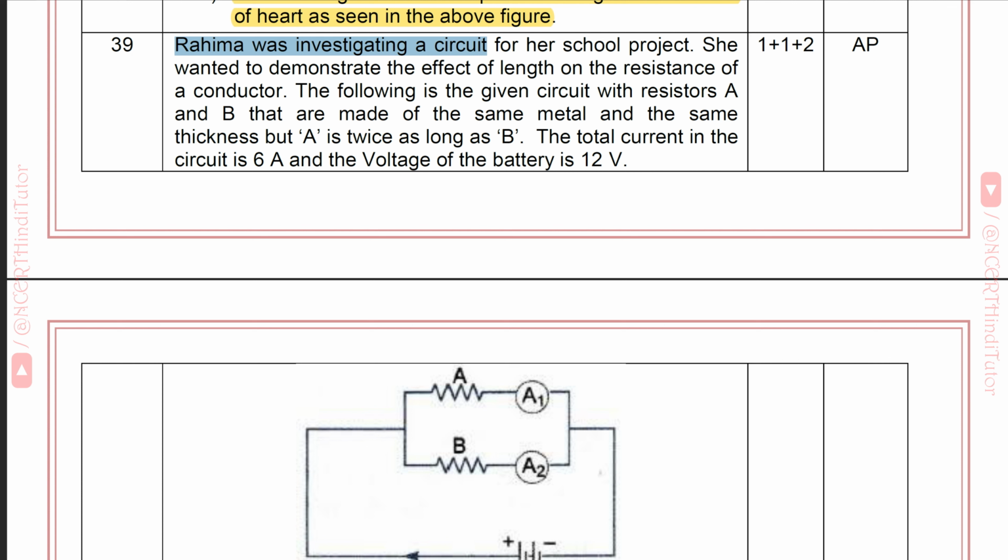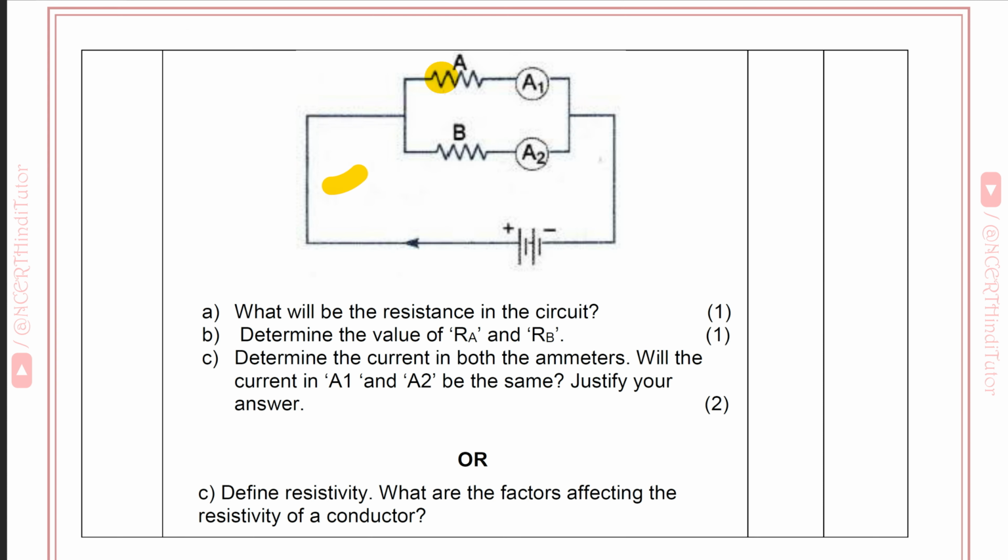Question 39. Rahima was investigating a circuit for her school project. She wanted to demonstrate the effect of length on the resistance of a conductor. The following is the given circuit with resistors A and B that are made of the same metal and the same thickness, but A is twice as long as B. The total current in the circuit is 6 ampere and the voltage of the battery is 12 volt. So this is our figure, resistance A, B, and this is the battery.